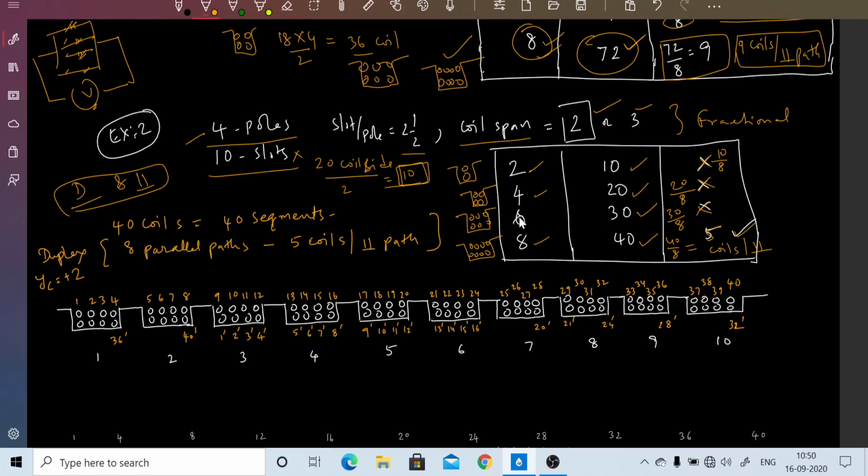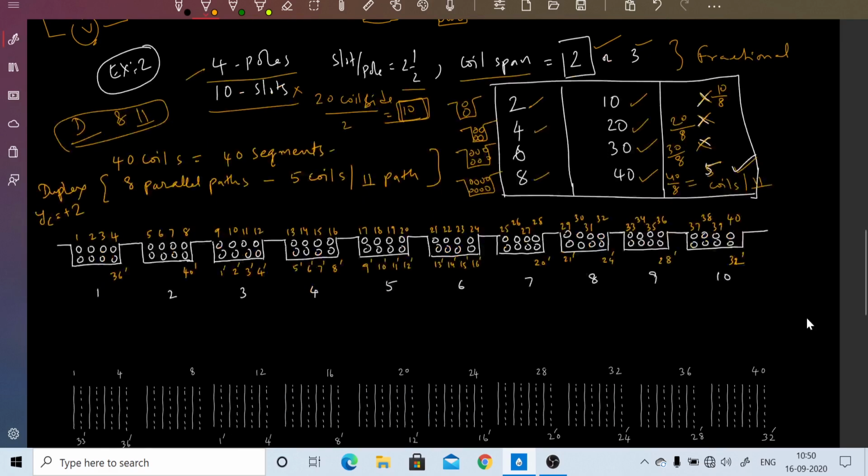So what is the final winding which we are going to draw now? We have a 4 pole, 10 slots, duplex winding which is having 8 parallel paths, and coil span is now taken as 2. 2 means 2 slots. Coil span is 2.